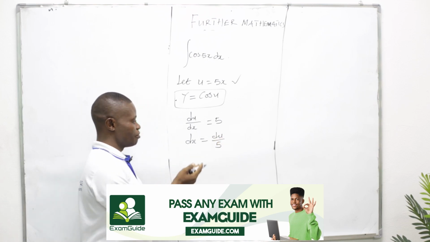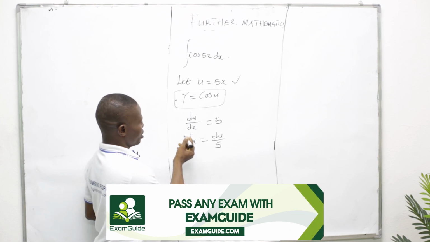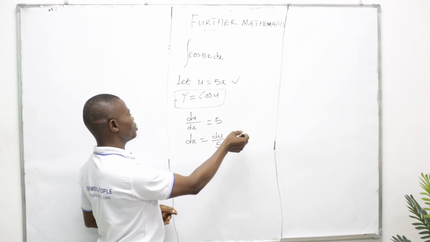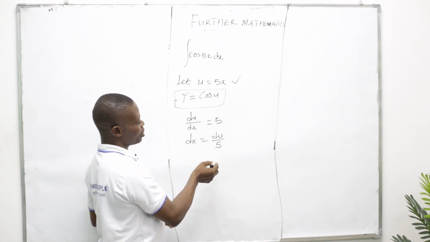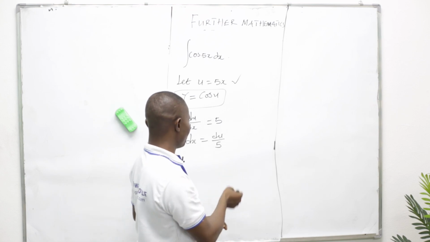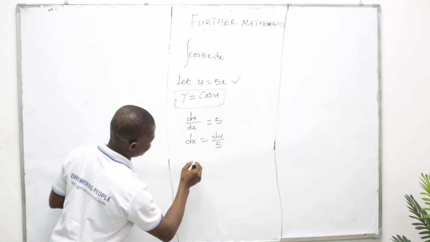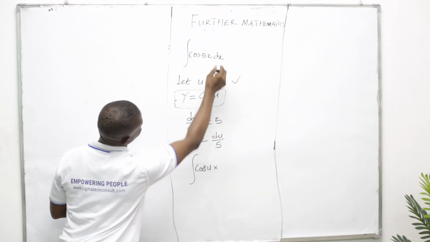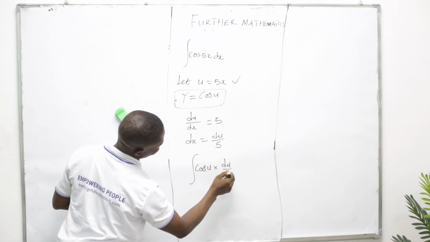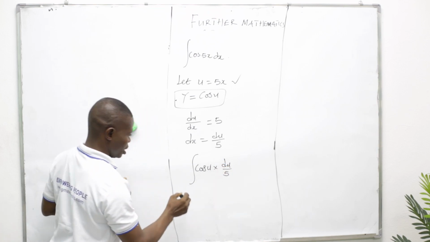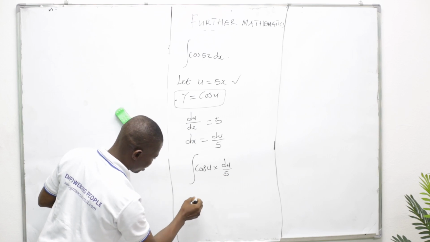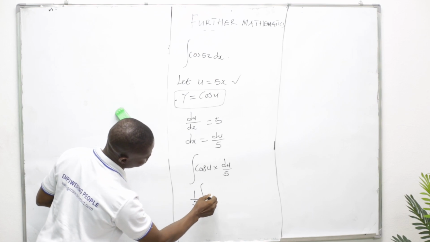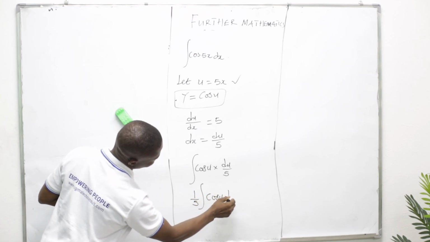I'm not trying to confuse you here because we have done this type of thing before. When you cross multiply, you have 5 dx equals du. Now making dx subject of the formula becomes du all over what? 5. Now introduce what you have into the question given to us. Cos u multiplied by dx. What is dx? du all over 5. Now we're going to factor out the fraction. What is the fraction there? 1 all over 5 integral of cos u du.